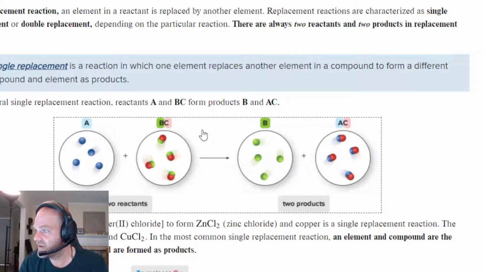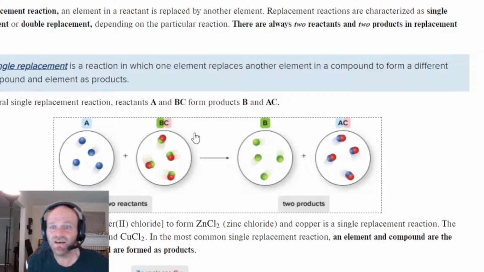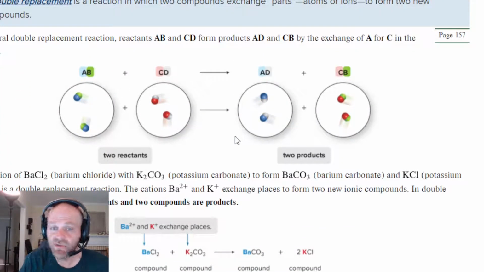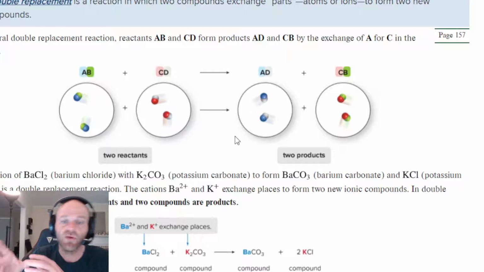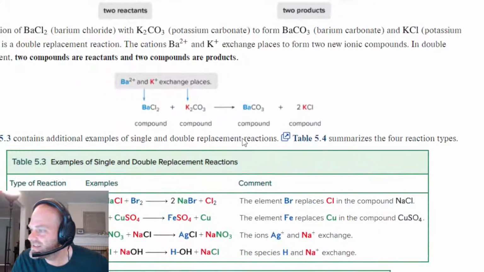So here's the AB diagram. A plus BC yields B plus AC. You see the A was the solo component on the left side, on the reactant side, and B is the solo component on the right side. C is always combined with something. It was a single replacement. I've only changed out one molecule. If I look at double replacement, AB plus CD equals AD plus CB, that is a double replacement. Both components have swapped sides. It's essentially a double flip. Okay, so we call that a double replacement.